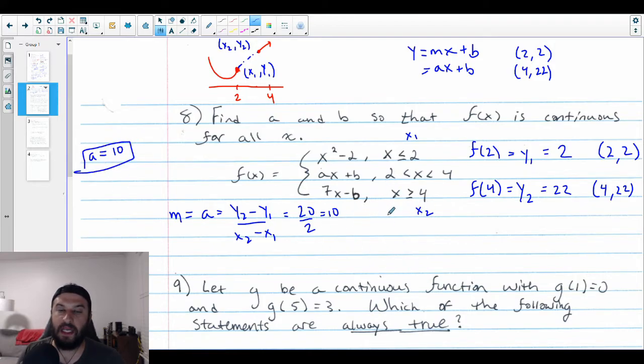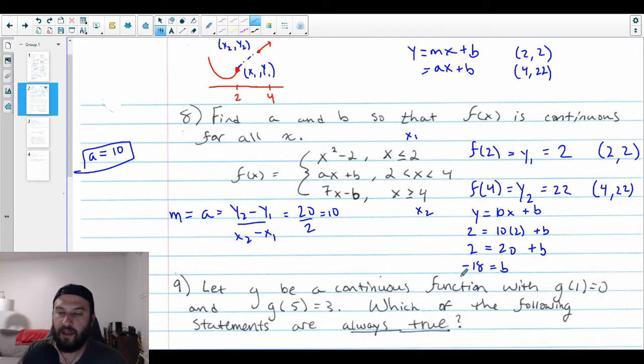Okay, now we need to find b. So we have, let's see, y equals 10x plus b. Pick a point. Plug stuff in. 2, 2 is probably easier to plug in, so I'm going to use those. So 2 equals 10 times 2 plus b, or 20 plus b. Subtract 20 from both sides. That will give us negative 18 for our b value. There we go.